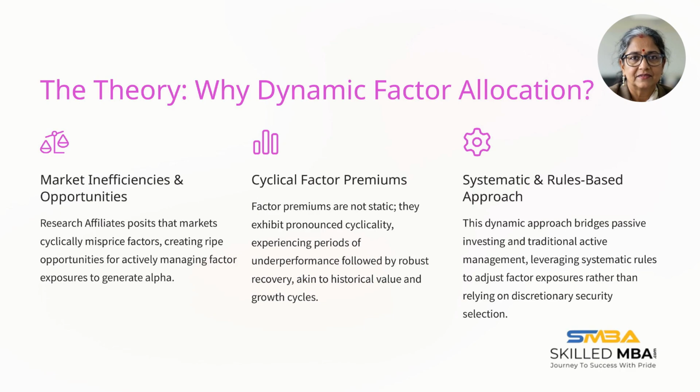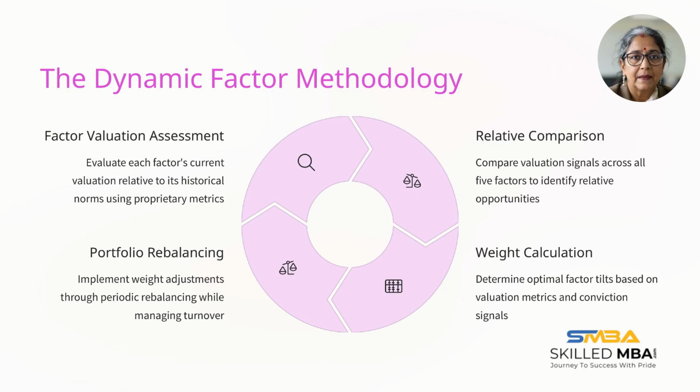Research Affiliates identifies cyclical mispricing in markets, suggesting active management of factor exposures can generate alpha. Factor premiums are cyclical, with periods of underperformance and recovery, similar to value and growth cycles. This dynamic approach combines passive investing with active management, using systematic rules to adjust factor exposures instead of discretionary security selection. The dynamic factor methodology involves assessing each factor's valuation against historical norms using proprietary metrics.